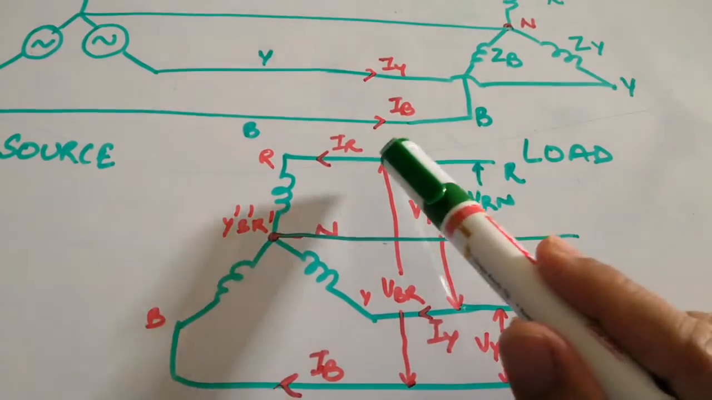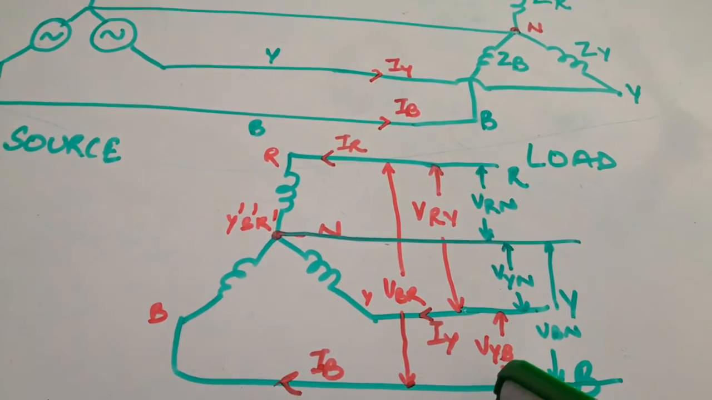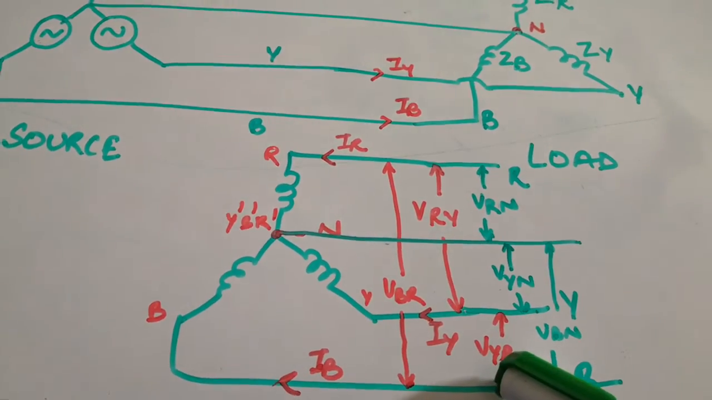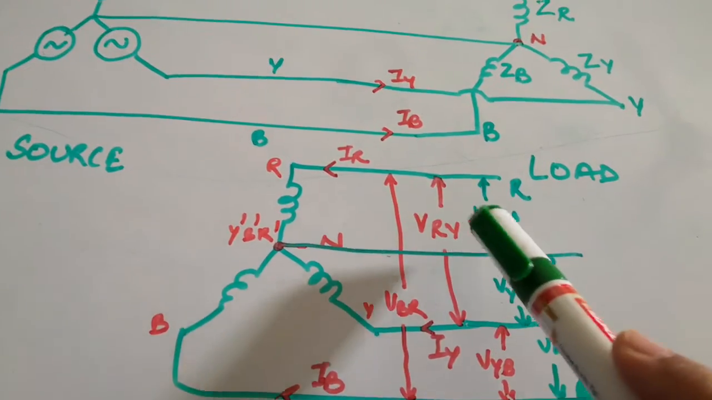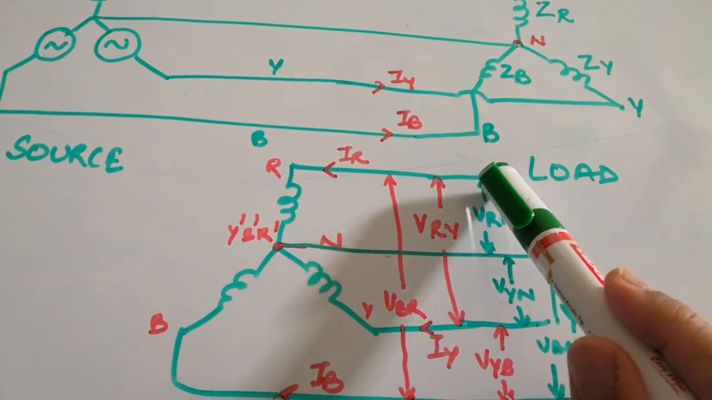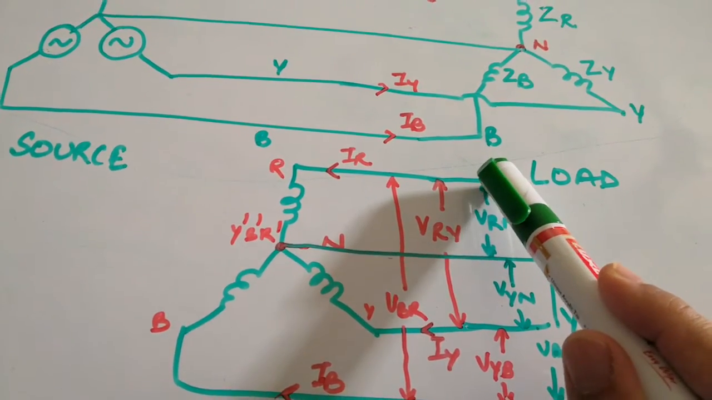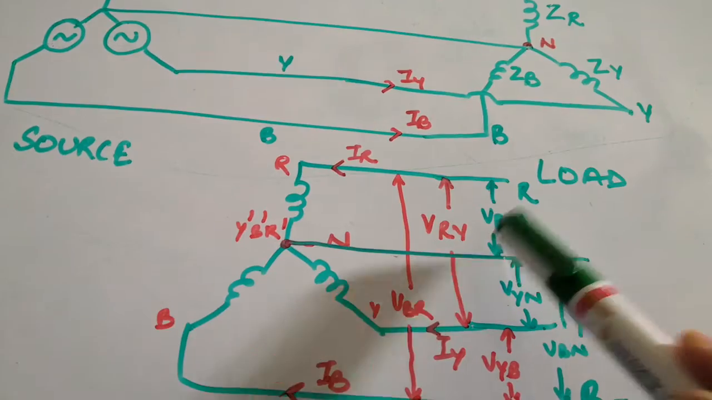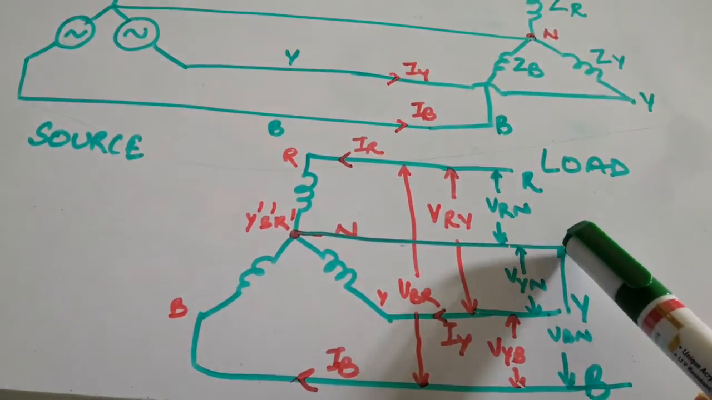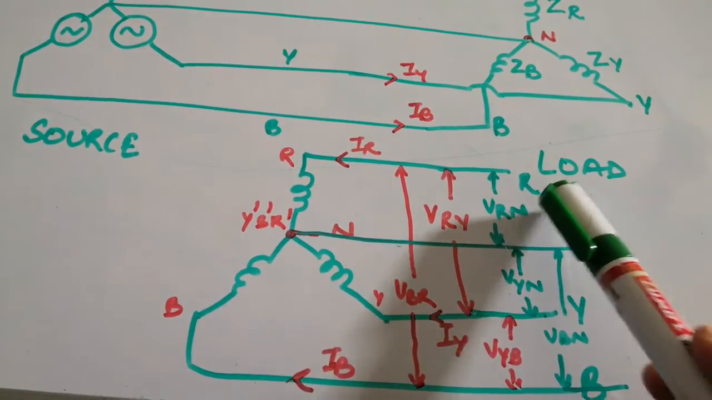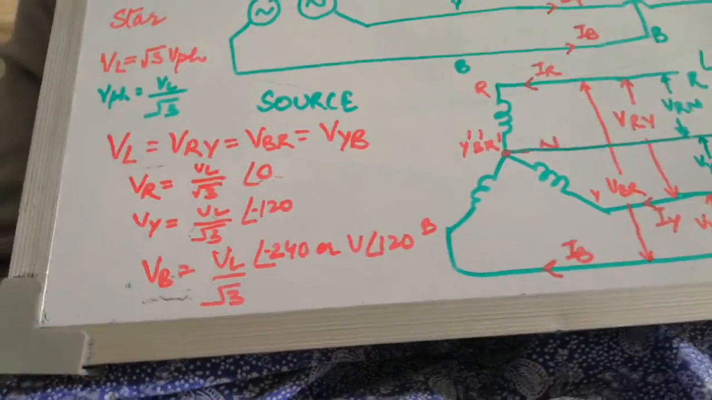Similarly, the voltage between B and R lines will become a line voltage, and similarly between Y and B will become a line voltage. But what about the phase voltage? I have taken with respect to the neutral. So the difference of voltage between this neutral point and the single line R will make it to be a phase voltage. Similarly, VYN will be a phase voltage, and VBN will be a phase voltage of the phases R, Y and B. So I have just summarized all the values here.